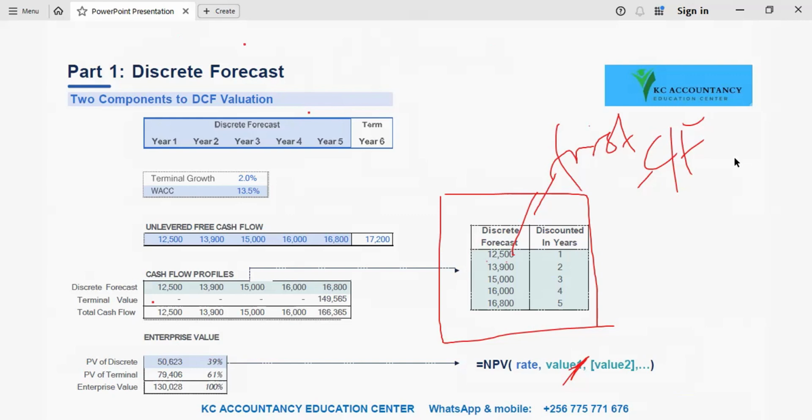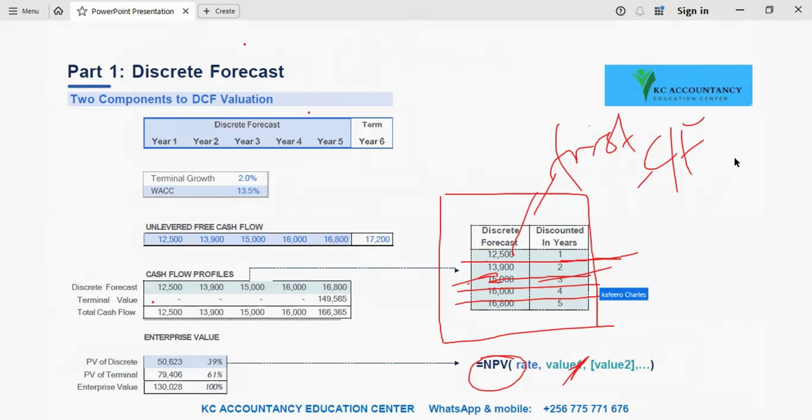If you feed that first cash flow, the $12,500, into our NPV function, it automatically gets discounted back by 1 year. The second cash flow here, 13,900, gets discounted by 2 years, and the other ones will be discounted in that same perspective.